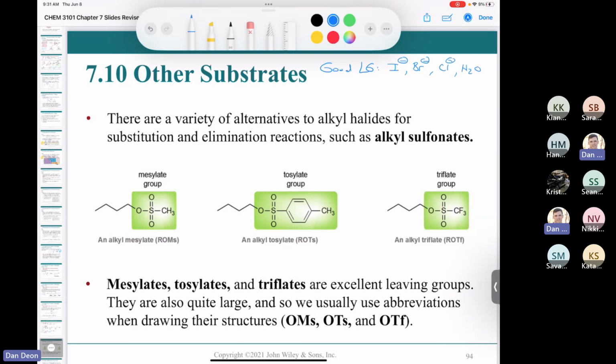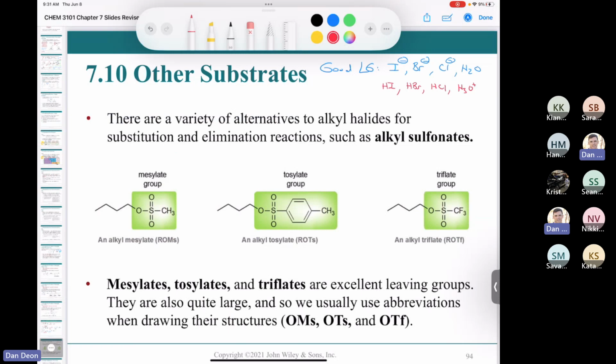And why are those good leaving groups? Because they're the conjugate bases of strong acids, right? Iodide is the conjugate base of HI. Bromide is the conjugate base of HBr. Chloride is the conjugate base of HCl. And water is the conjugate base of hydronium. Now we're going to learn some more good leaving groups. Of course, they must be the conjugate bases of other strong acids.